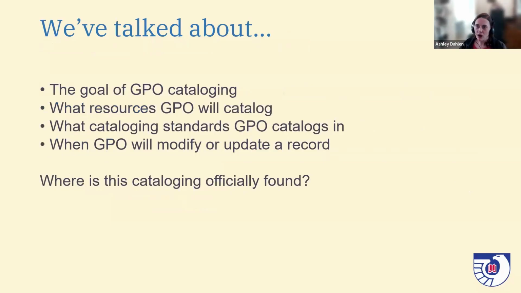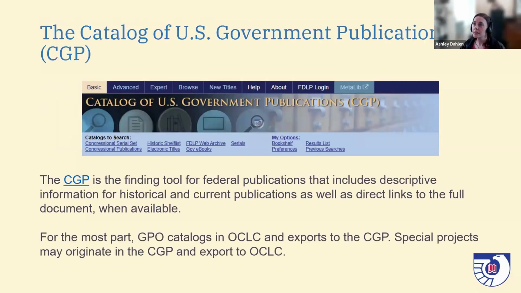All right, so I have talked about the goal of GPO cataloging, what resources GPO will catalog and what we will not, what cataloging standards GPO has cataloged in, and I've talked about when we will go in and we will modify or update a record. So where is our cataloging officially found? Well, it is found in the CGP, or the Catalog of U.S. Government Publications, which is the finding tool for federal publications that includes descriptive information for historic and current publications, as well as direct links to the full document when available.